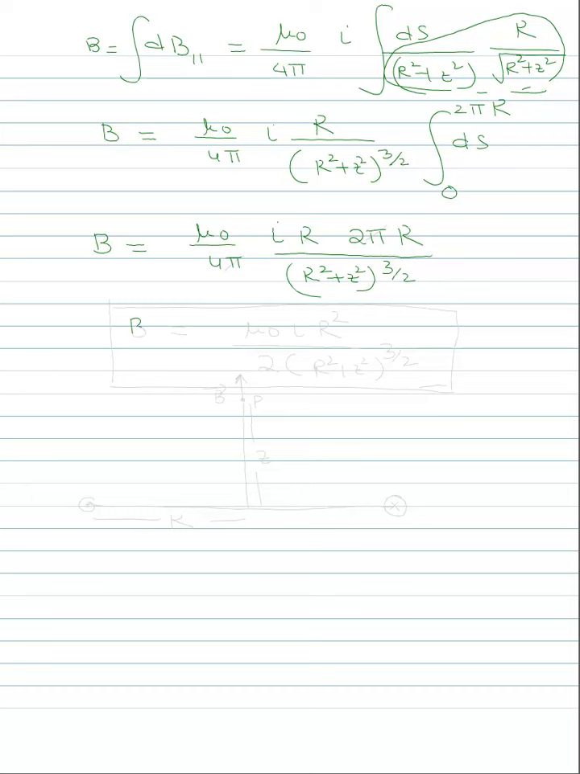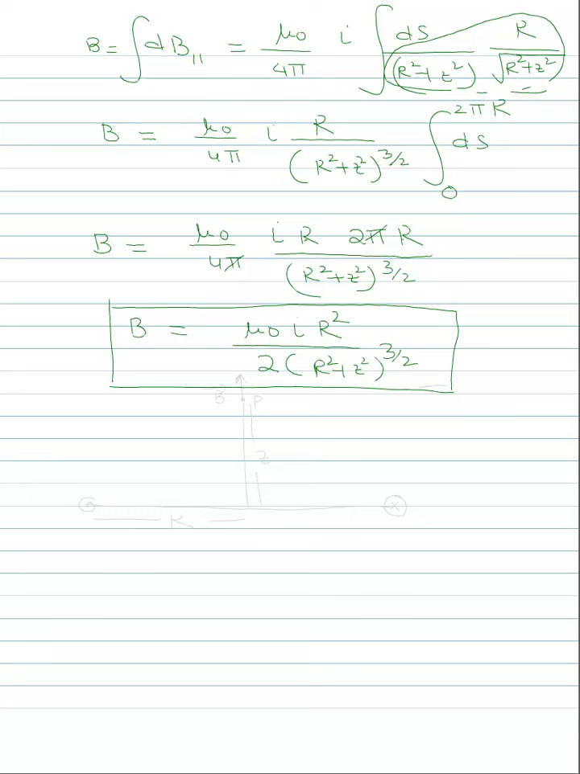In other words, we find that B is equal to mu0, pi and pi get cancelled, 2 and 4 give us just 2 in the denominator, mu0 I, this R and this R give us R square, divided by 2 times R square plus z square to the power 3 over 2. This is the final answer for the magnitude of the magnetic field on the central axis of a current loop at a distance z from the plane.